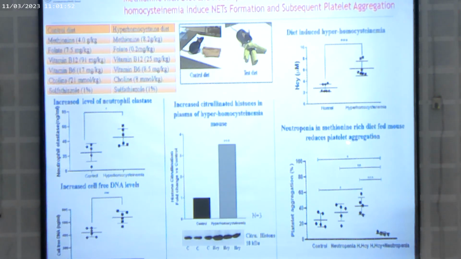Then to understand platelet aggregation, we induced neutropenia in methionine-rich models by cyclophosphamide, which brings down the neutrophil levels. We see very nicely that when we have neutropenia in a healthy mouse, it doesn't compromise platelet aggregation. Only when we have hyperhomocysteinemia and neutropenia is platelet aggregation downregulated, which means that activation of neutrophils is very important for platelet aggregation in the diseased condition, but not in healthy conditions. So there is hyperhomocysteinemia, there are high glucose levels. We don't know which comes first, but later we see that there is aggregation of the platelets, which can be connected to thrombosis-related diseases.